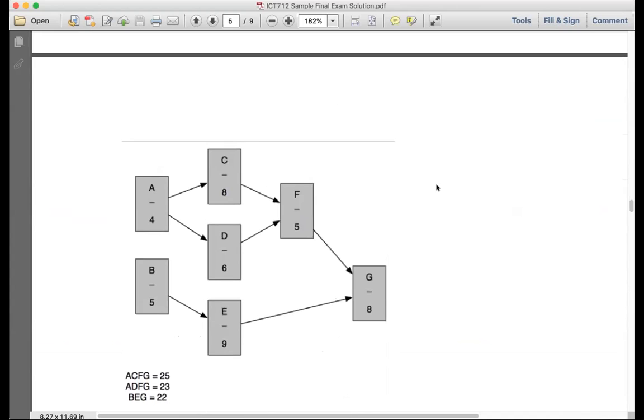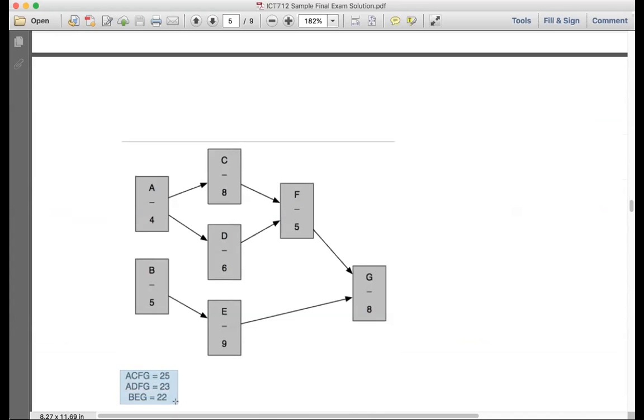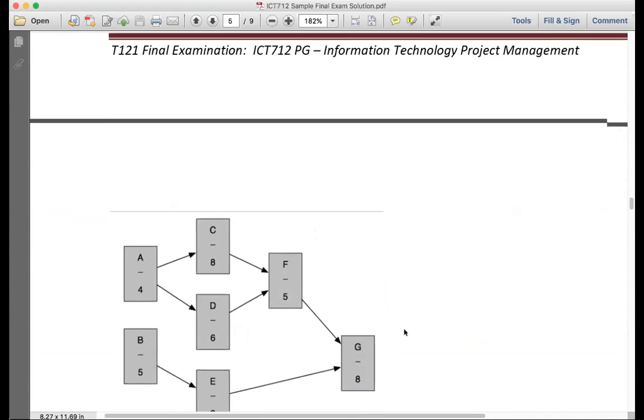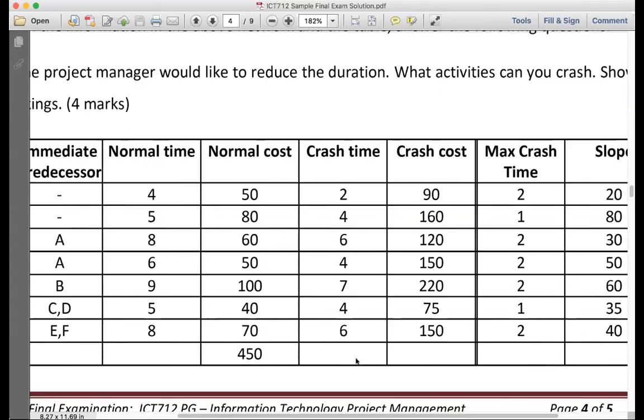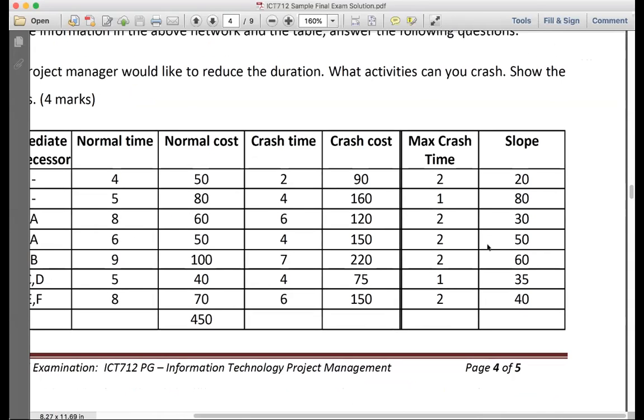Now, which one of those 3 paths is the longest, guys? First one. So if we decide which activity we're going to crash, we need to look at which activity is going to cost me less. Is it going to be A, C, F, or G? Which one is going to cost you less to crash? A. A is going to cost you $20.